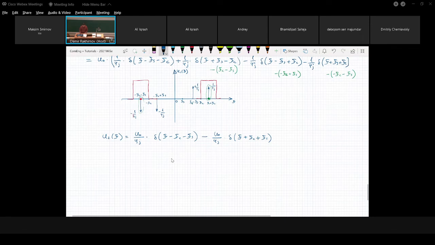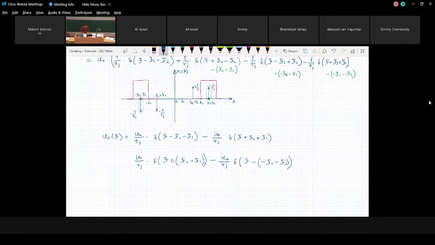Okay, great. Can we do anything? We can maybe rewrite this expression slightly modified. We write U0 over 4j times delta pulse, and then we write it as F minus, in parentheses, Fc plus Fs, minus U0 over 4j delta, and again in parentheses, F minus, and then in parentheses, minus Fc minus Fs.